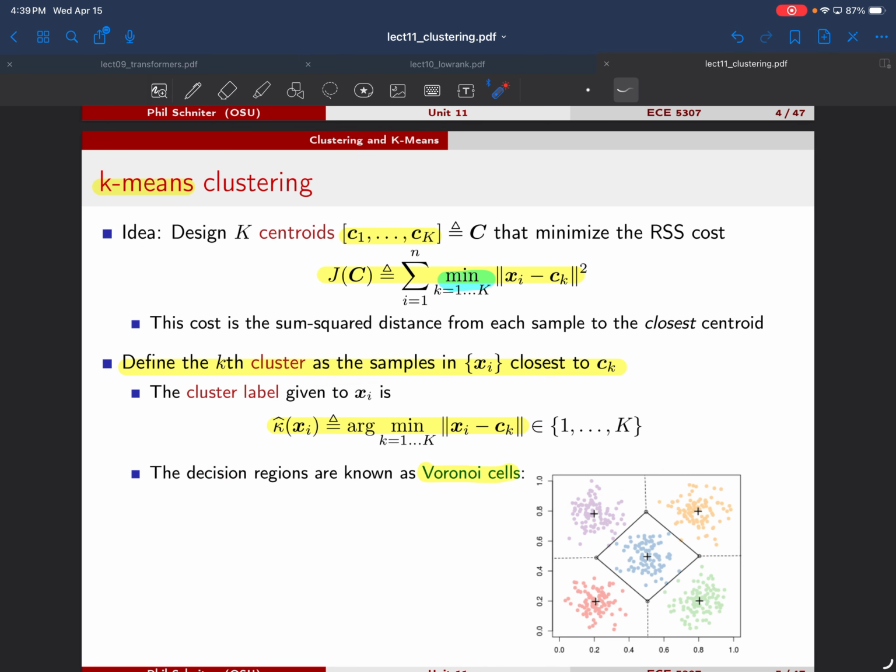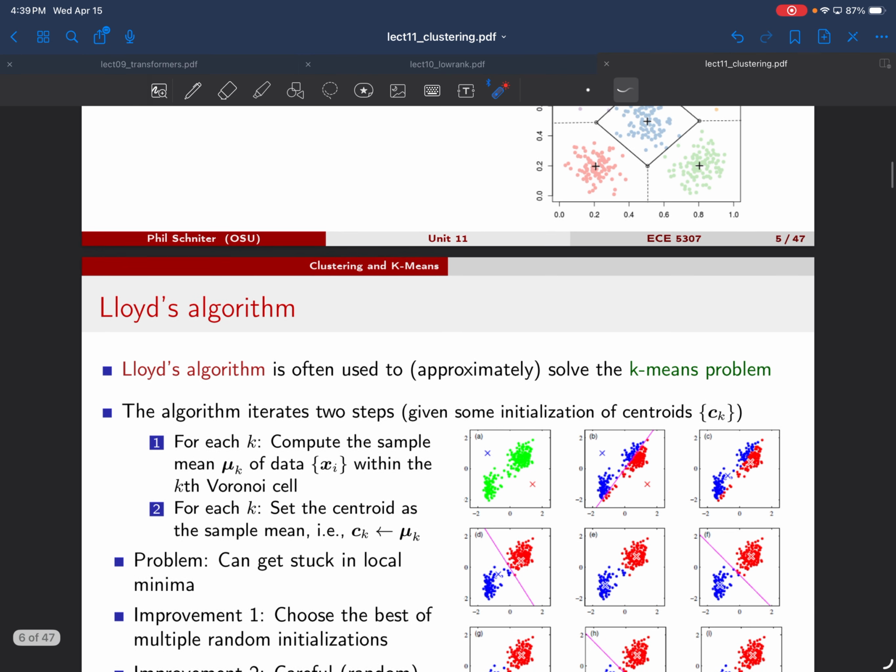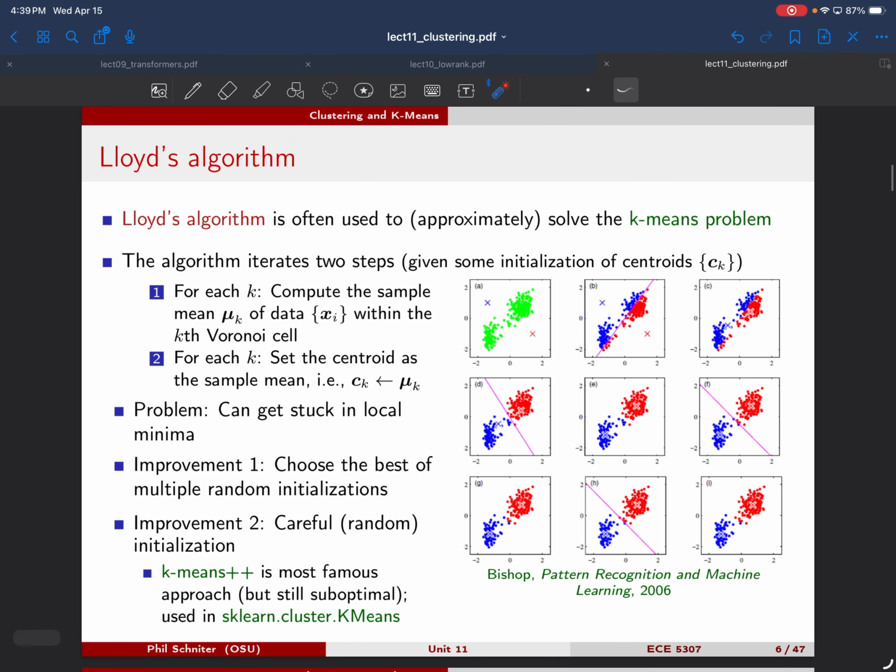Any questions on the problem statement for k-means? Okay, so again, this is not a problem we can solve exactly, but there's a very famous algorithm that is used to solve it approximately called Lloyd's algorithm. And it's actually quite a simple algorithm. It just iterates 2 different steps.